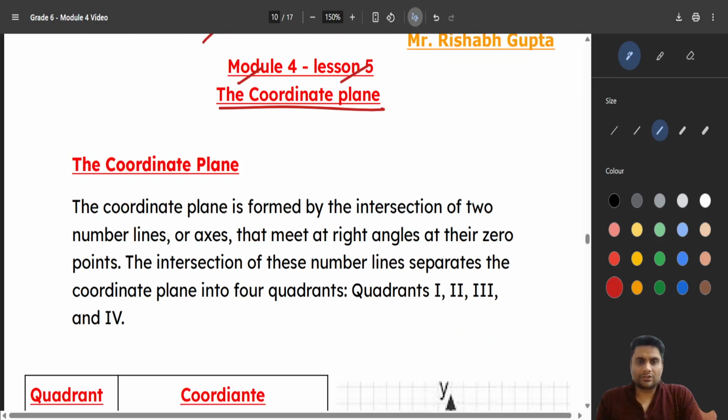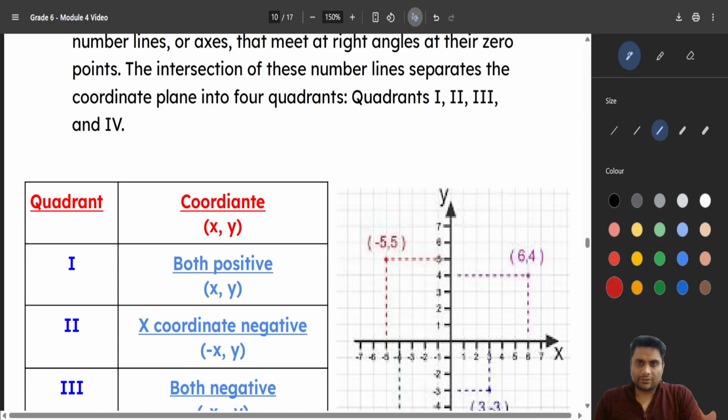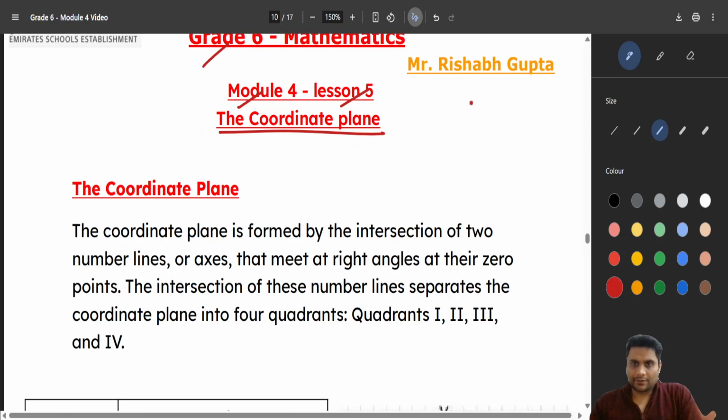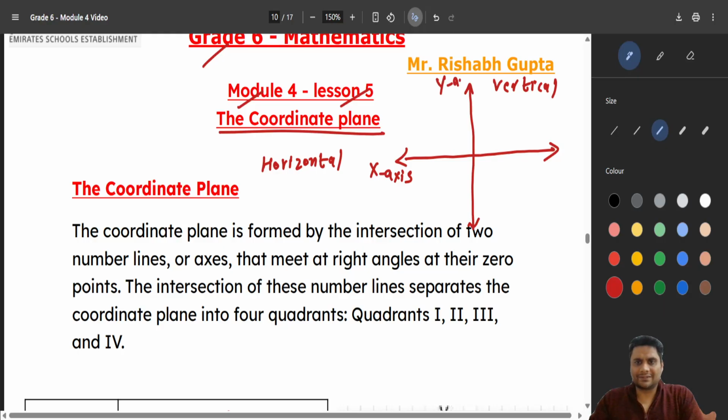So let us understand what a coordinate plane is first. Let me draw it here. If I draw a line like this and a line like this, I have two number lines, one vertical, one horizontal. The line which is lying down, we call it the horizontal line, and it has the name x axis. The line which is standing, we call it vertical, and this is the y axis.